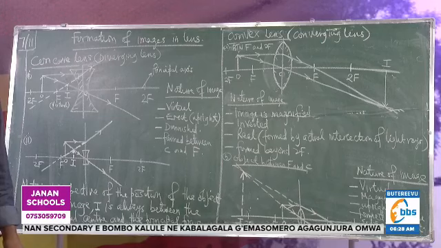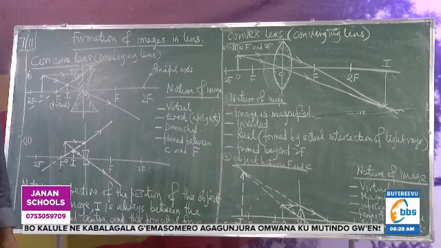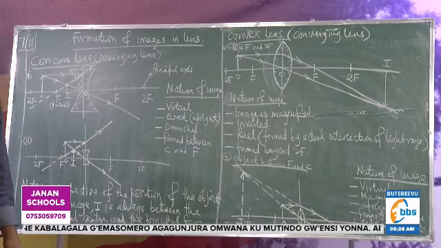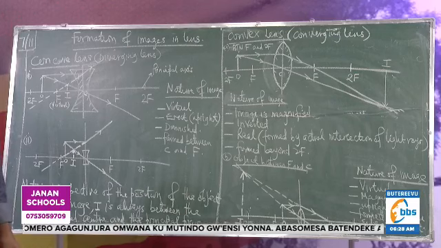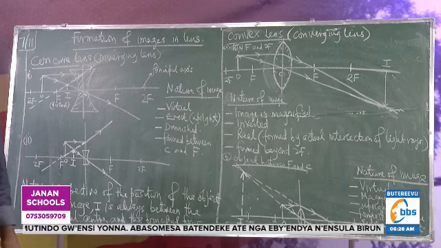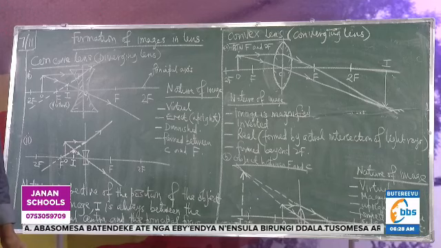That is a virtual image. It does not form any real image anywhere. The virtual image must be upright, it must be smaller, and it is always formed between the focal point and the optical center of the lens. For the convex lens, we have so far seen that it can form both real and virtual images.